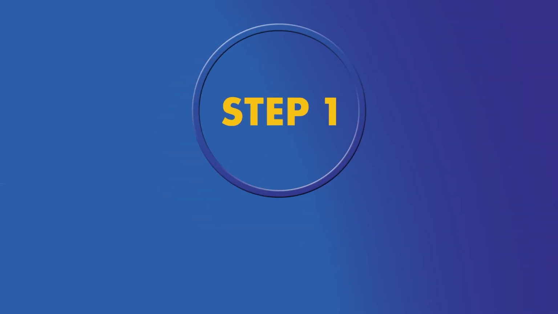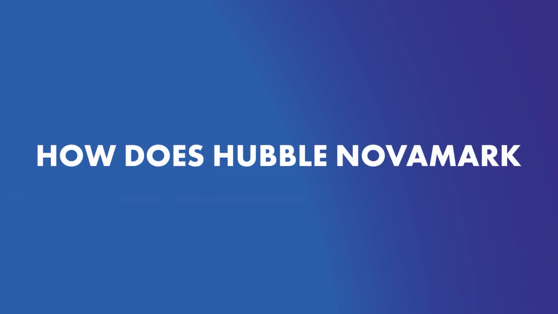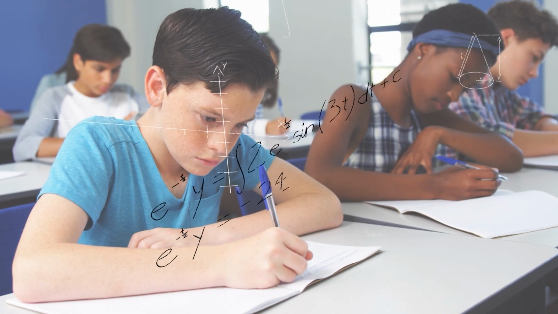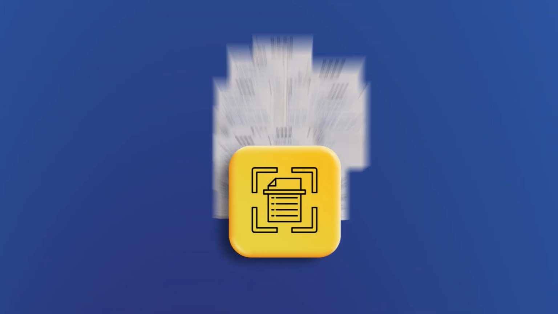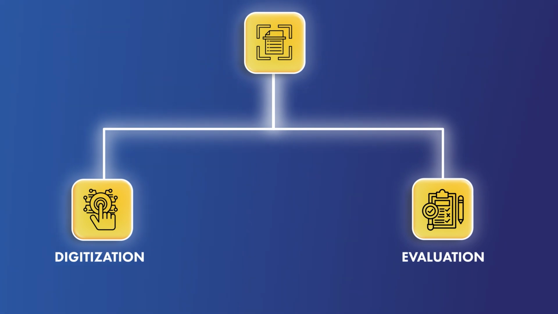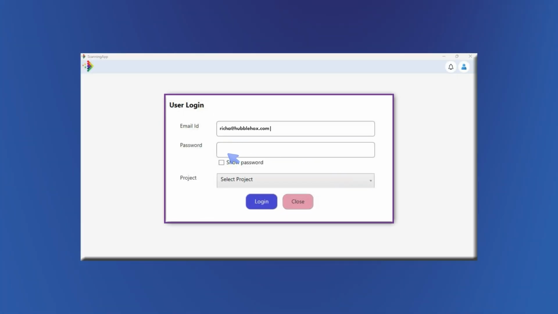Step 1. System setup for scanning. Let's understand how Hubble NovaMark simplifies evaluation. Once candidates complete their exams, all answer scripts are submitted to the scanning hub where the digitization and evaluation process begins. Log into the account by entering the provided credentials.